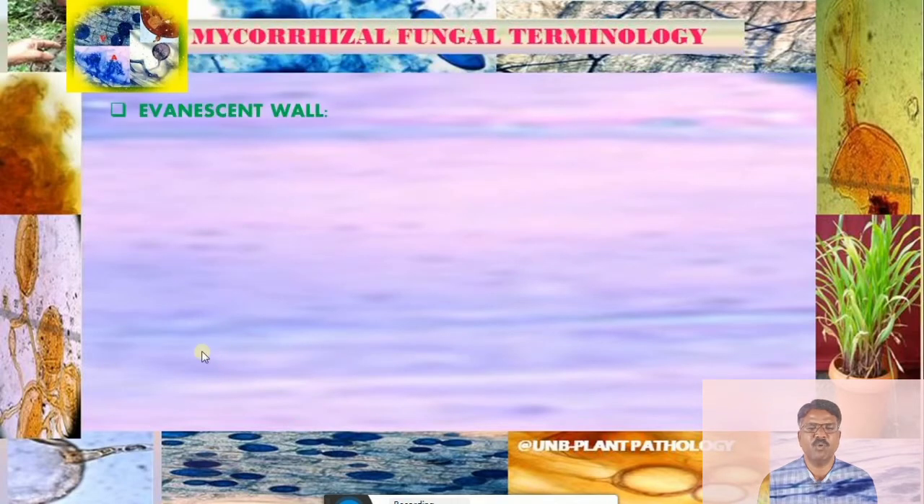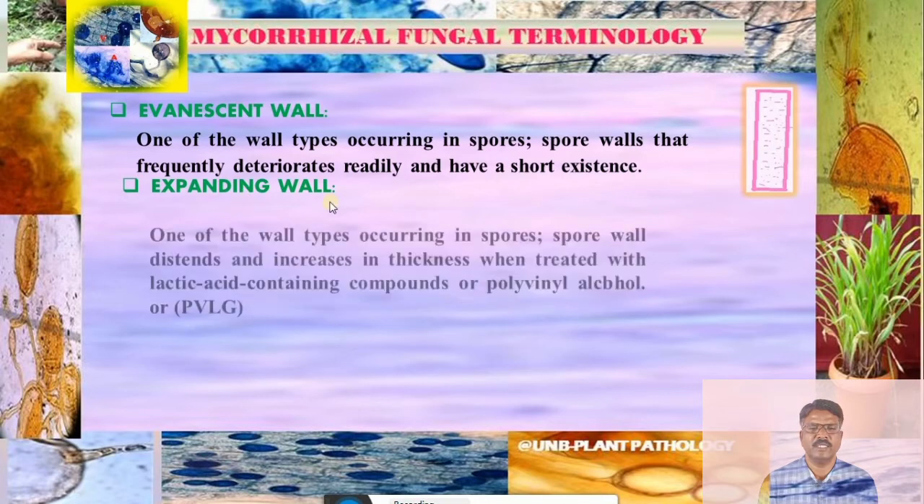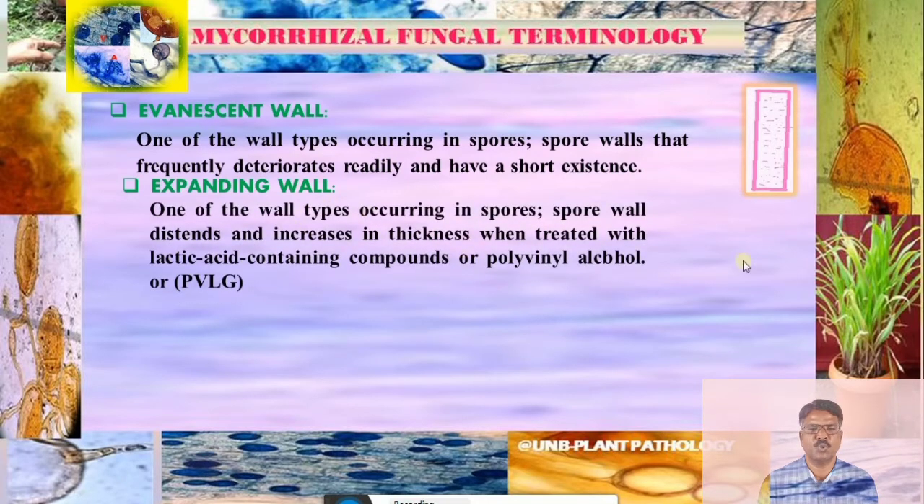Then evanescent wall, one of the wall types occurring in spores, a spore wall that frequently deteriorates readily and has a short existence. Then expanding walls. One of the wall types occurring in spores, the spore wall distends and increases in thickness when treated with lactic acid containing compounds, such as polyvinyl lactoglycerol or polyvinyl alcohol. So this is called PVLG. So this is one of the expanding walls, and this expanding wall structure you might have seen. This is one type of wall layer or ornamentation.